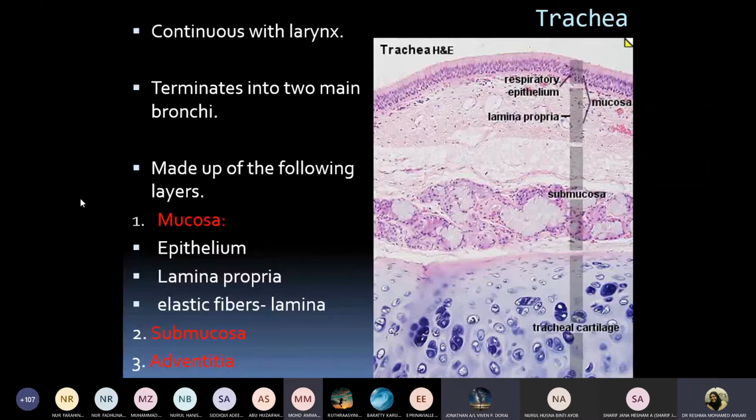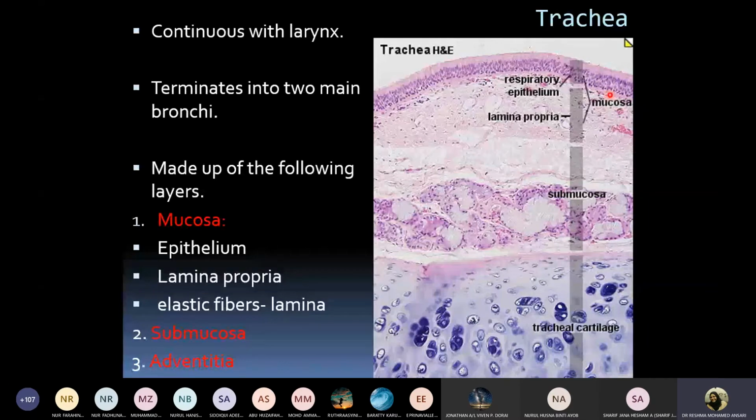Carina. Okay, so this is also made up of three layers because it is a respiratory part. So you have mucosa, submucosa, and adventitia. Now, number one, I'm going to the mucosa.